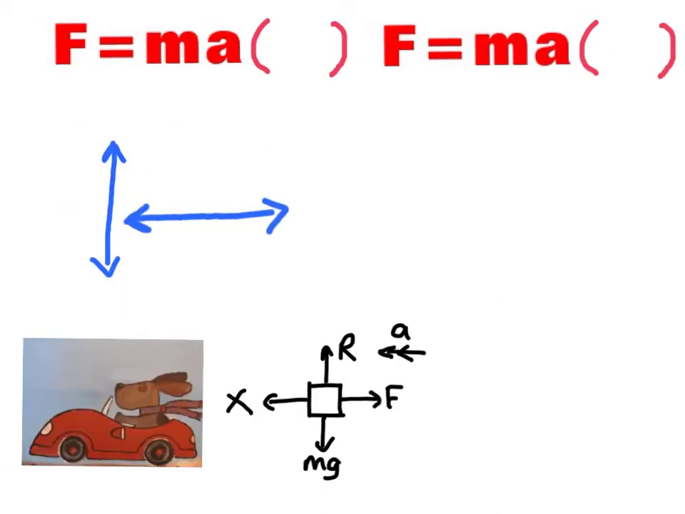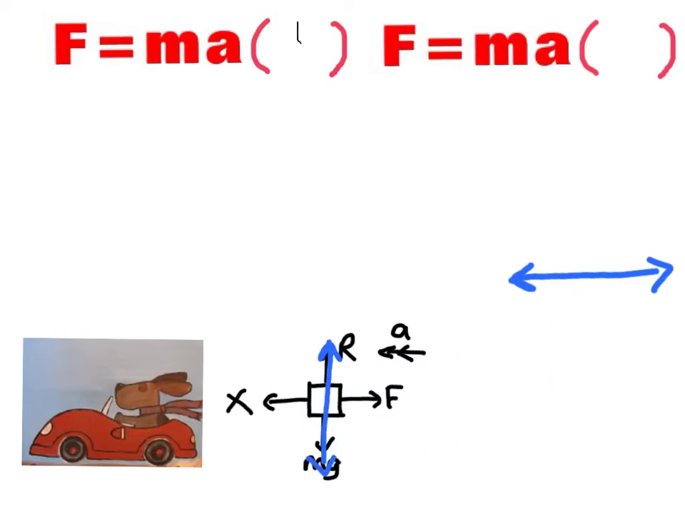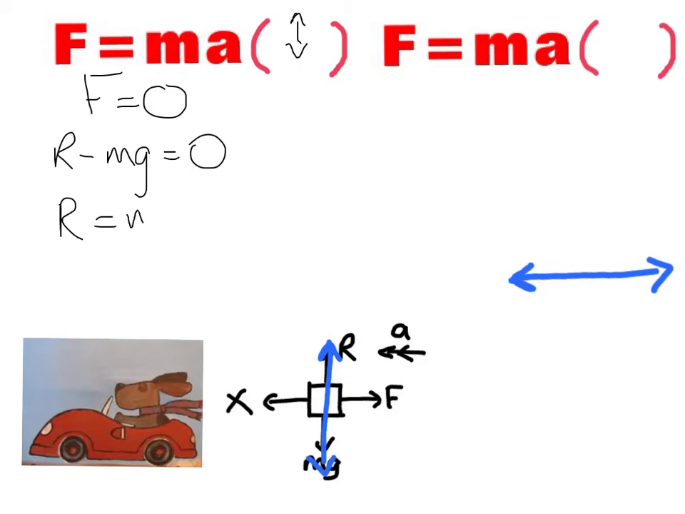The dog driving a car, we've got left, right and up, down. So let's look at those separately. Let's look at up, down first actually, because there's no acceleration in the up, down direction. So I'm going up and down and there's no acceleration, so I'm going to say F equals 0. So that means that the net force is completely balanced. All of the ones going up equal all of the ones going down. So I can choose this as being positive and this as being negative, and that would give me R minus mg equals 0. Or you can think of it as the forces balancing, so all the up equals all the down, and write it as R equals mg.